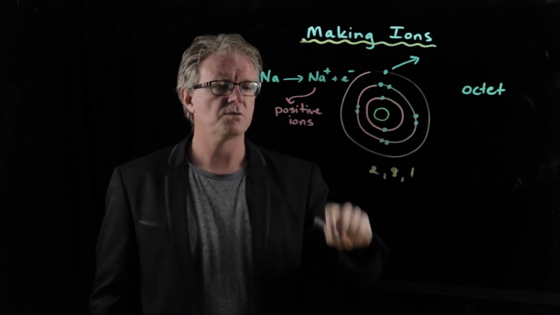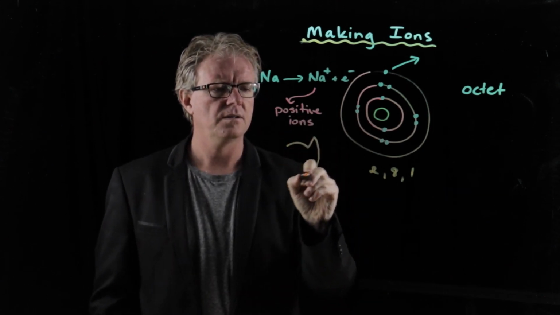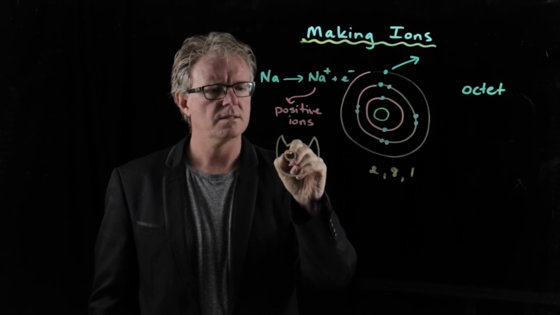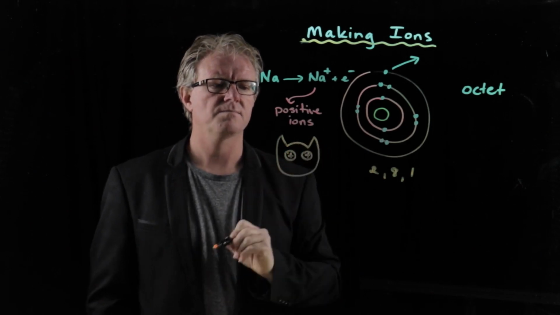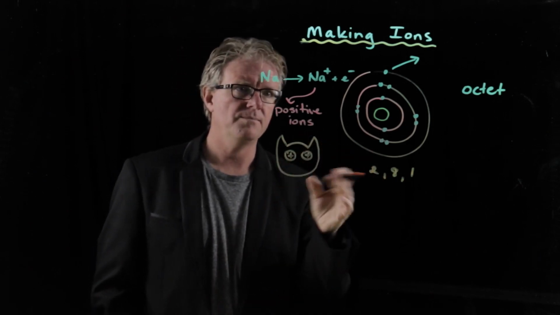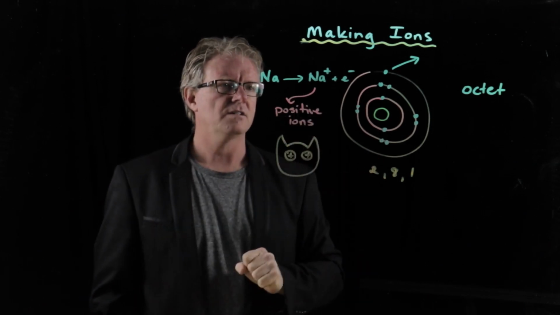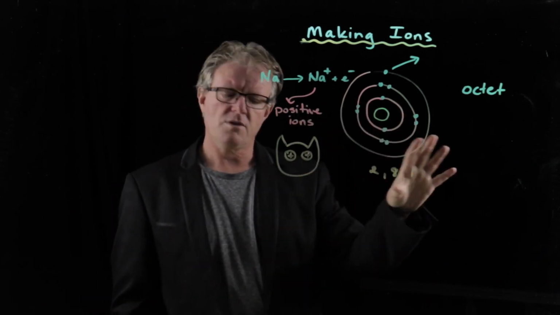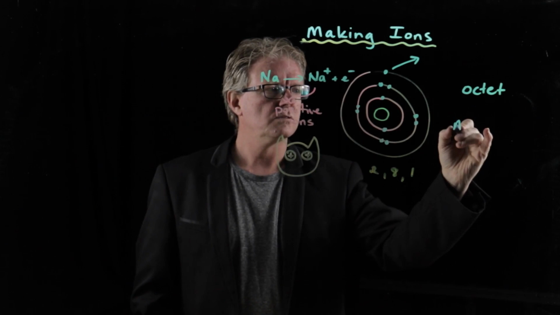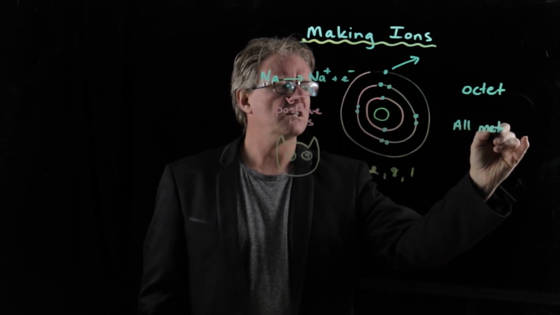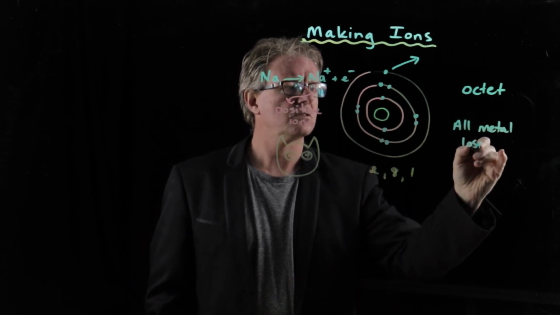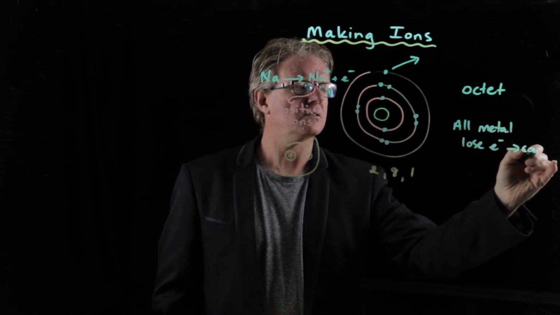Right? And this is the way I like to remember them. A cation has positive big I's. Alright, so cat, ion. So positive ions are cations. So that's forming positive ions, and all metals will tend to lose electrons to form cations.